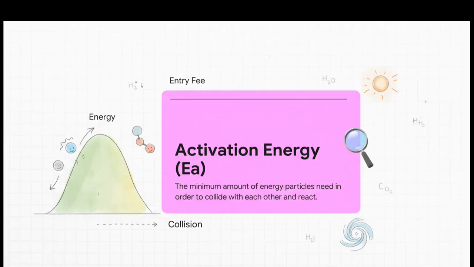So why doesn't a piece of paper just burst into flames on your desk? It's because of this really fascinating energy barrier. Think of it like an entry fee to start the reaction. Its official name is activation energy. It is the absolute minimum amount of energy that particles need to have when they collide to actually react. Without it, they just bounce off each other, and nothing happens.